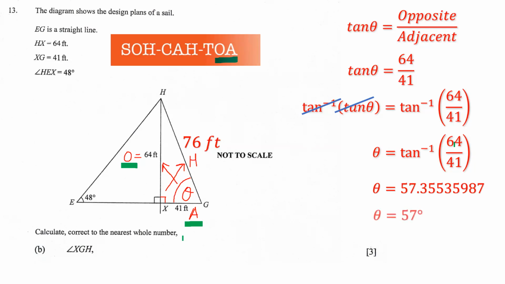And so that means that theta is going to be equal to 57 degrees, because we want it to the nearest whole number. And if we underline 7, circle 0, circle 3, we notice that 3 is less than 5. So we can't round up. So we just have 57 as our answer, correct to the nearest whole number. Okay, let's move on to the next question.